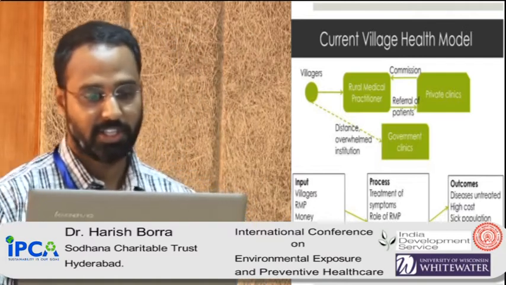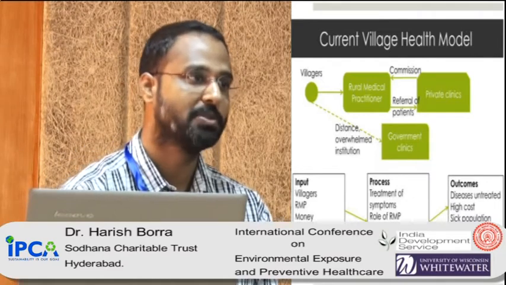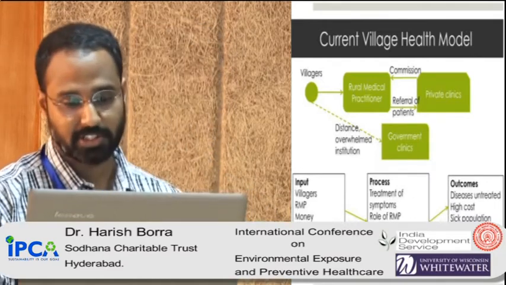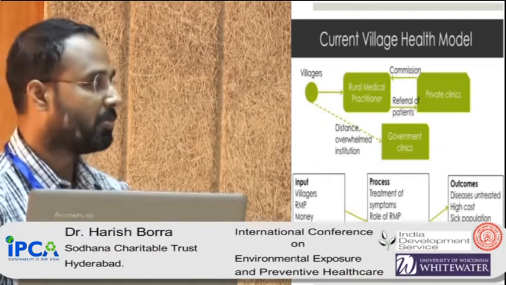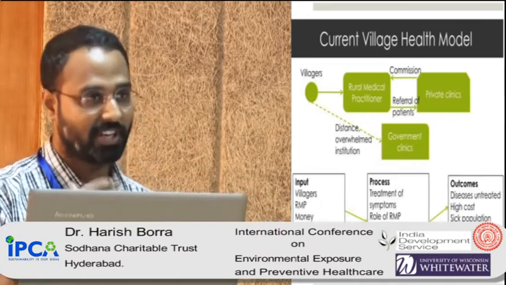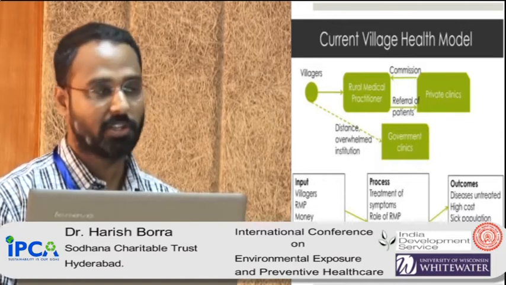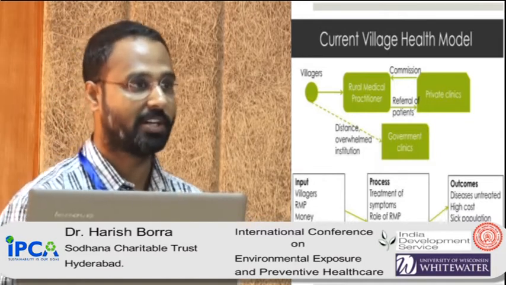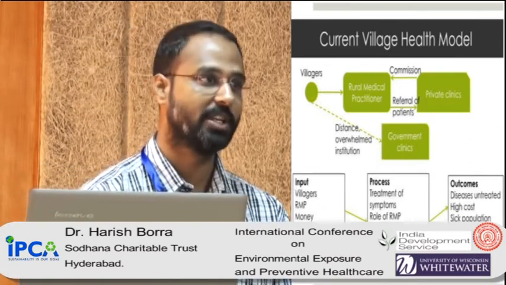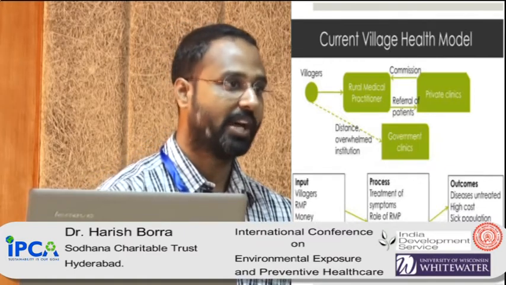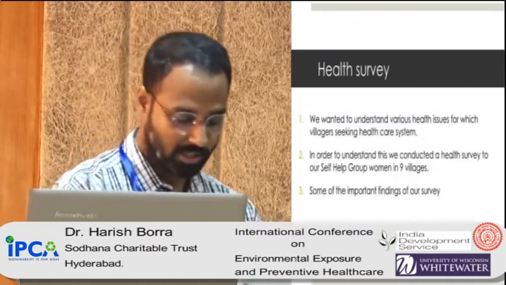In this model, the inputs are villagers and their health problems, money and RMPs. During this process, they get only symptomatic treatment, but not the correct treatment. The outcome is that the disease remains untreated even after spending a lot of money. Some families are completely bankrupt and in debt because of health issues, and some give up on their health issues and let them die in some cases.